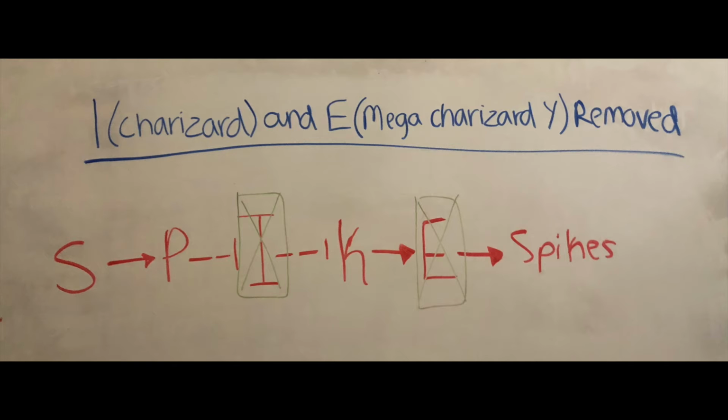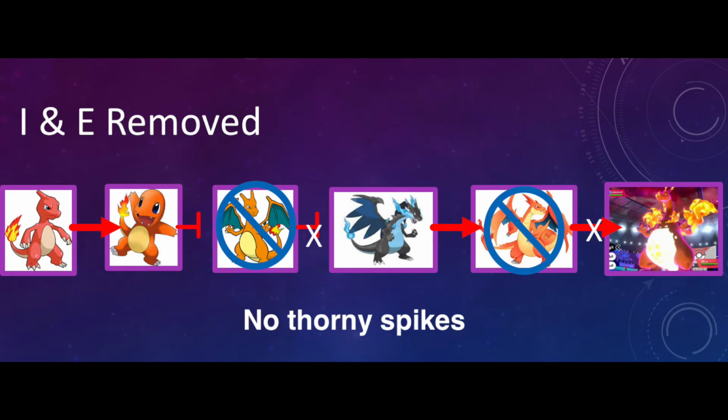If there is a double mutation, and Charizard and Mega Charizard Y are removed from the evolutionary chain, then Charizard will not be able to suppress Mega Charizard X, and Mega Charizard Y will not be able to promote transforming into Gigantamax Charizard, therefore there will be no thorny spikes.